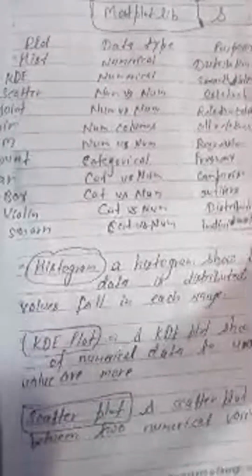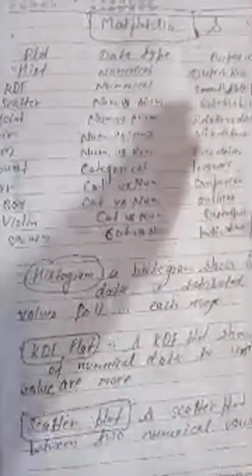Box plot, as we know, is used for outliers. If you want to see outliers in the data, you can go with the box plot, which is a very famous plot. It compares categorical versus numerical data. Violin and swarm plots are not very commonly used. A histogram shows how numerical data is distributed, like how values fall in each range.